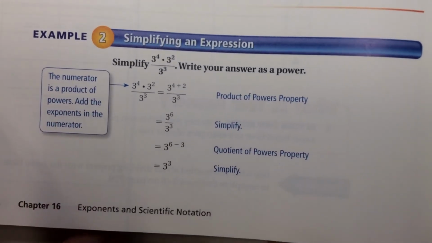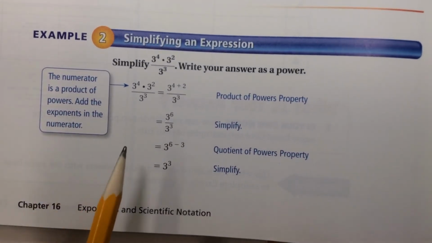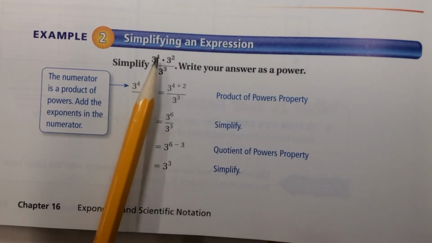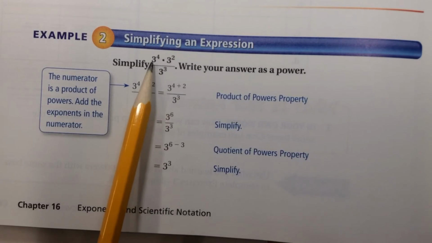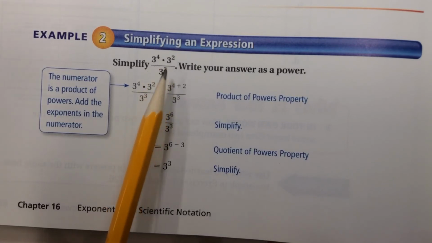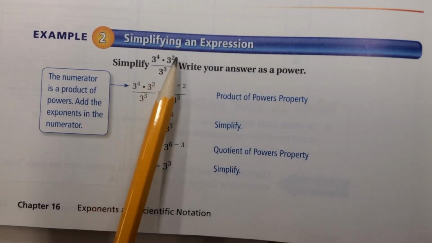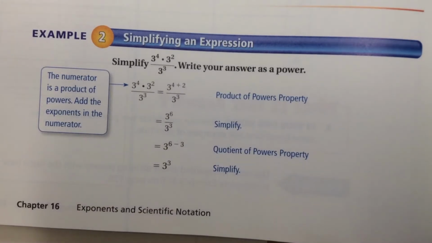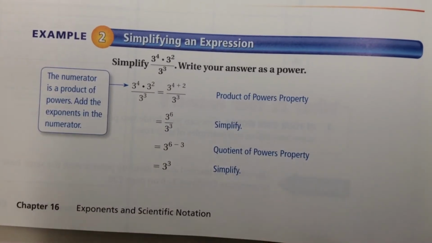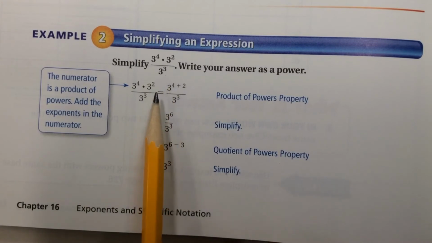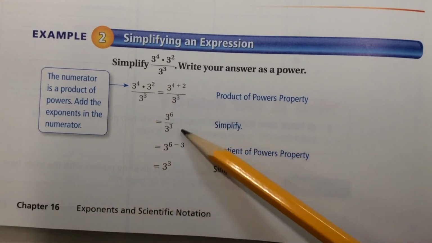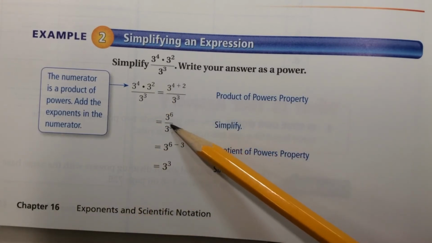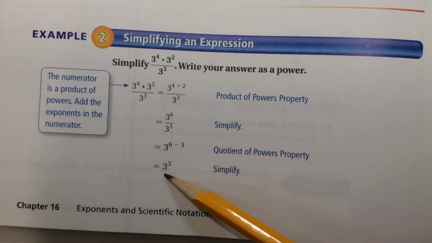Example 2, simplifying the expression. So now we're putting a couple of these rules together to multiply these two powers with the same base. You would add these two. So 3 to the 4th times 3 to the 2nd, remember, would be 3 to the 6th. And then you would have 3 to the 6th power over that 3 to the 3rd. And now you can subtract those two and get 3 to the 3rd.